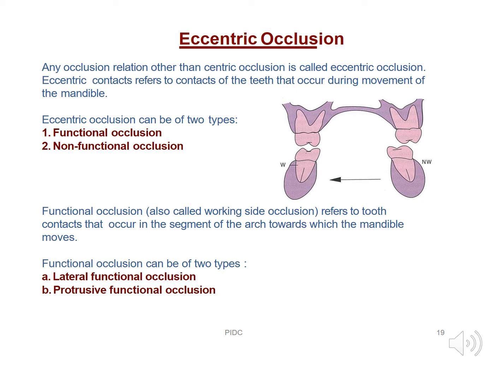Functional occlusion can be of two types. The first one is lateral functional occlusion, which is from side to side. And the second one is protrusive functional occlusion, which is when the mandible moves forward.